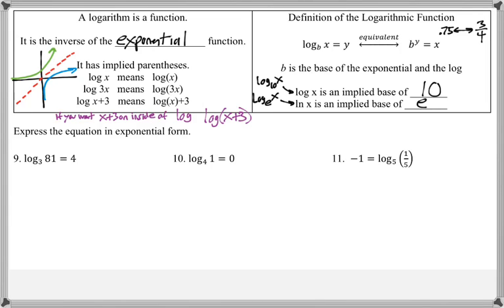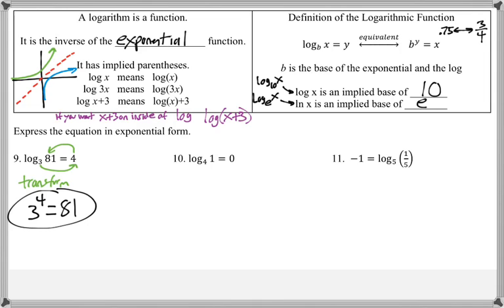Okay, so they want us to express the equation in exponential form. So for number 9, I need to transform it. So I'm going to take 3, raise it to the 4, and that's going to be equal to 81. So I'm really just following this conversion right here. So I drop the logarithm and I shift around the numbers, and it's 3 raised to the 4 is equal to 81. And that's our answer. Now, to check your work, this should be a true statement. So if you want to check on your calculator, is 3 raised to the 4 equal to 81? And it is.